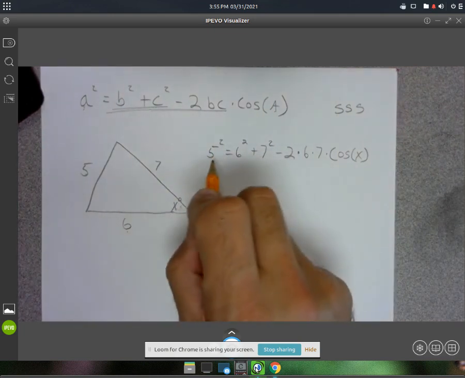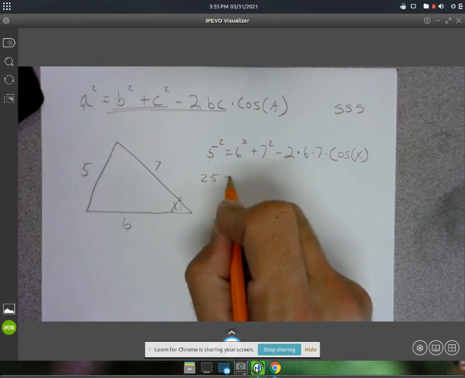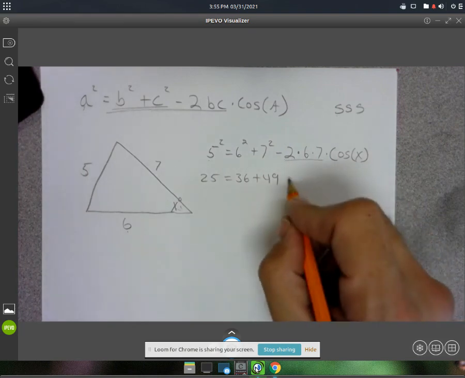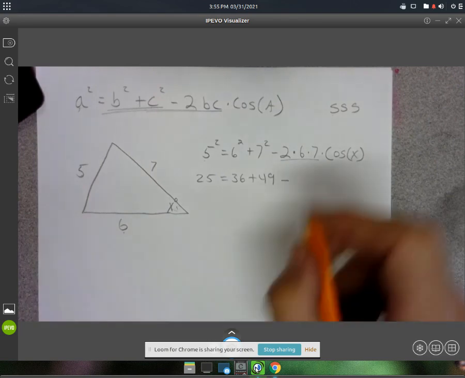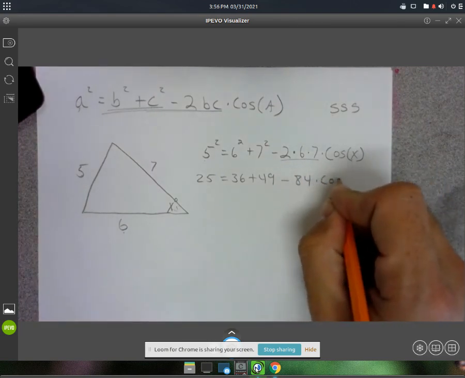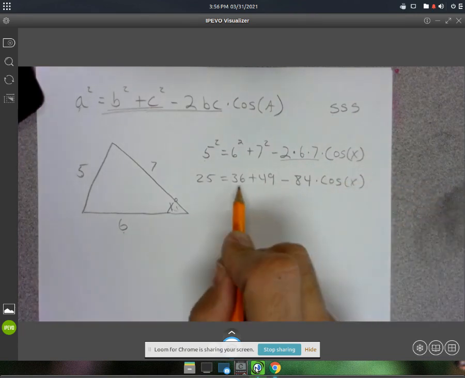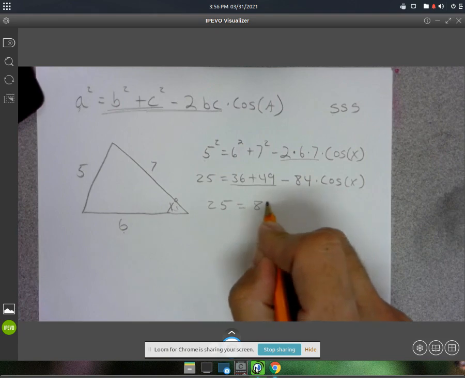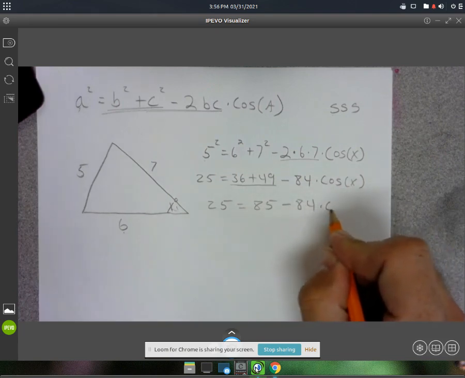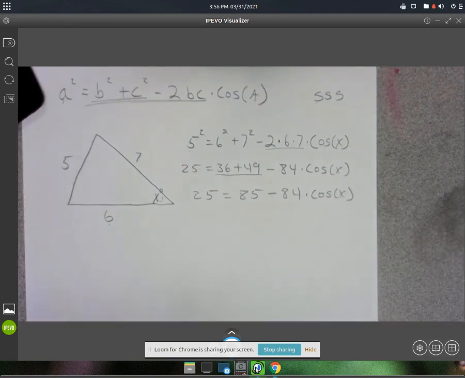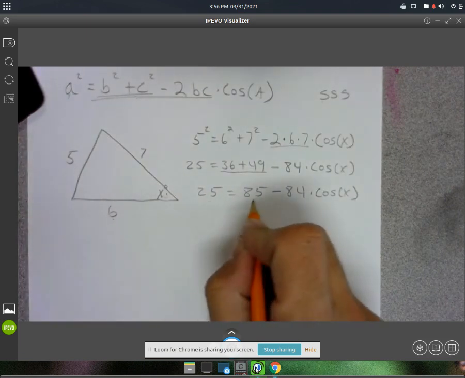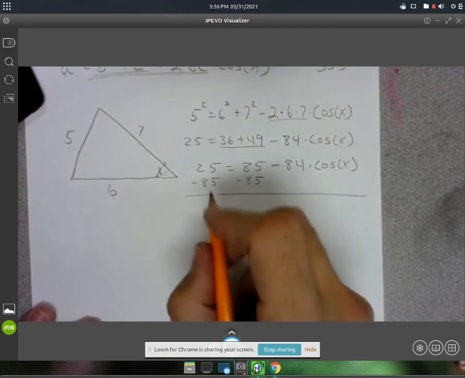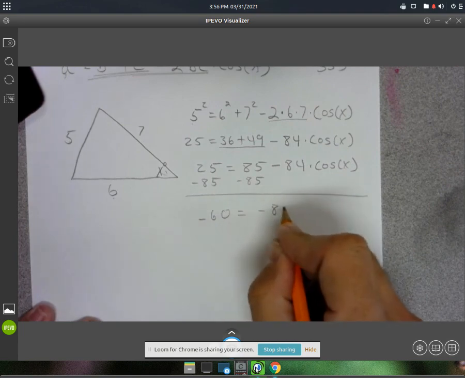So I'm going to get 25. This will be 36, this will be 49, and then 2 times 6 times 7, that is 84. 84 sounds about right, times cosine of x. I need to combine those. So 25 is equal to 85 minus 84 times the cosine of x. Then I'm going to move my 85, so subtract that from both sides. That's going to give us negative 60 on the left side and negative 84 on the right.